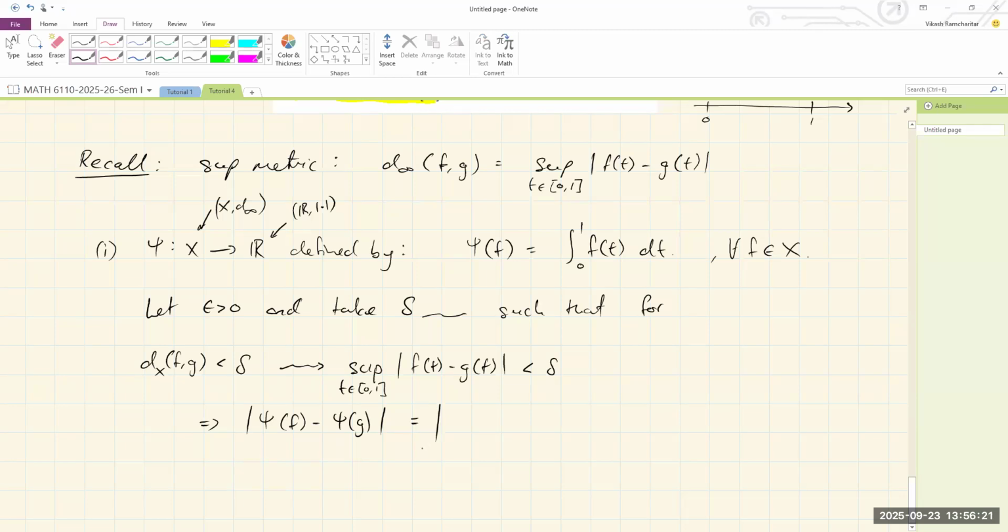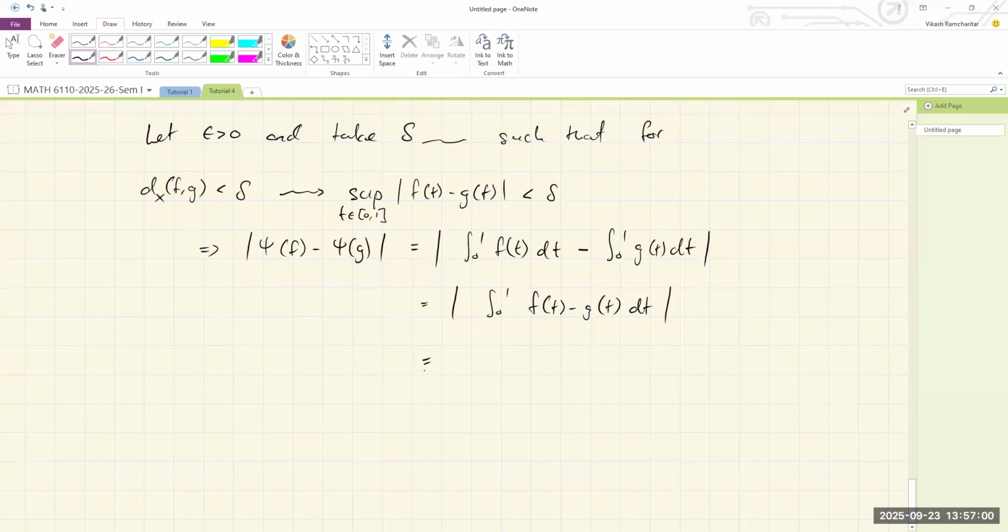Okay, so by definition, what is psi of f? That's just the integral of f. And what is psi of g? Minus psi of g. Psi of g is just the integral of g from 0 to 1. So that's by definition what psi of f and psi of g are. And of course, from the properties of the integral, we can write this as the integral of f of t minus g of t dt.